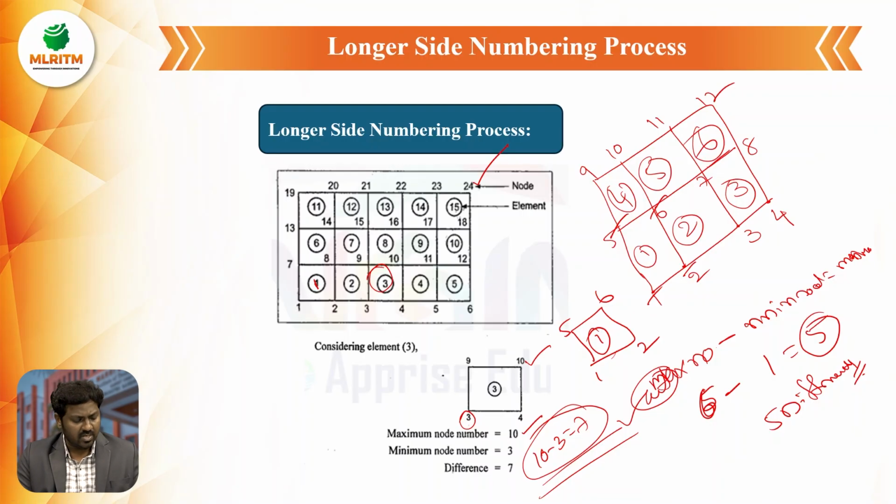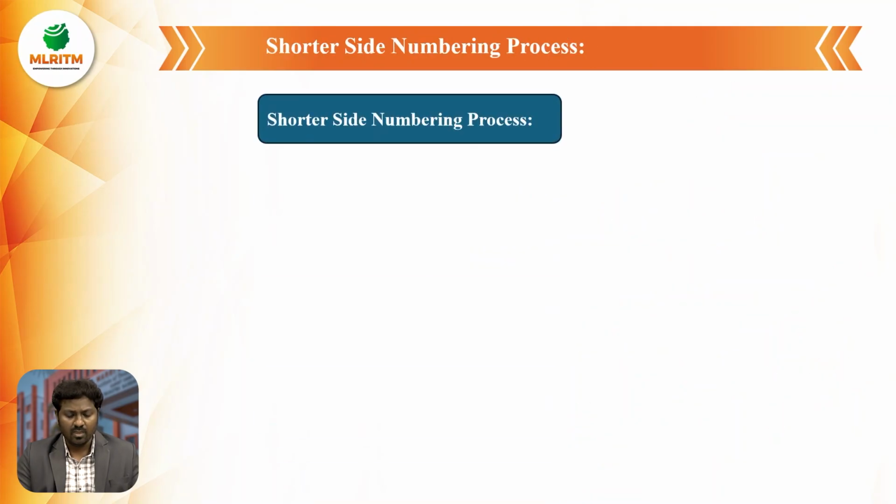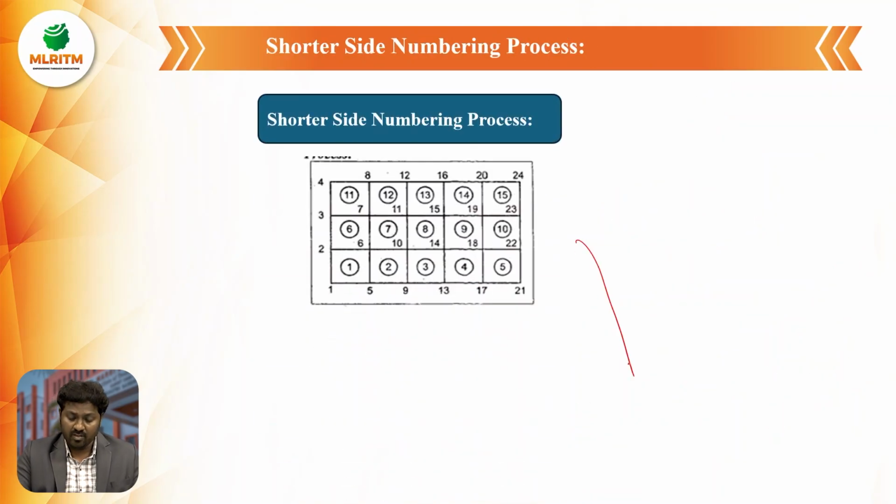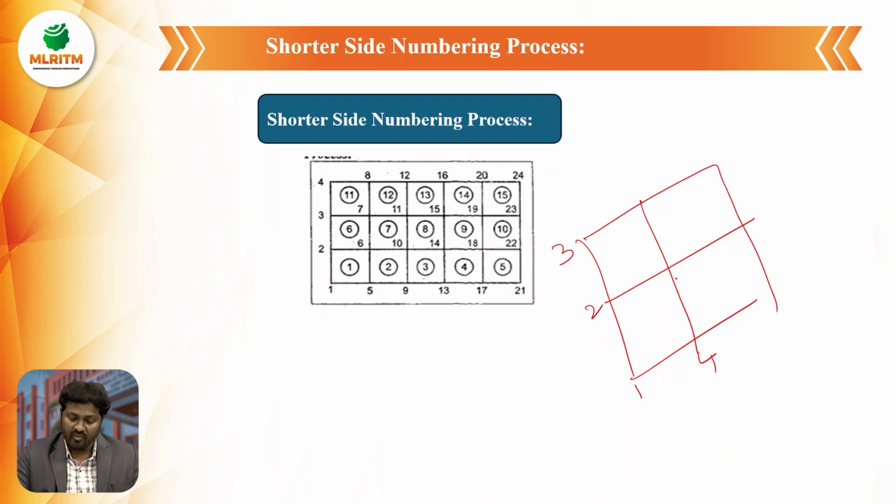Next, the shorter side. This is the shorter side: 1, 2, 3, again 4, 5, 6, 7, 8 and 9. This is the shorter way we can mention the numbering system of nodes. So this is the example.